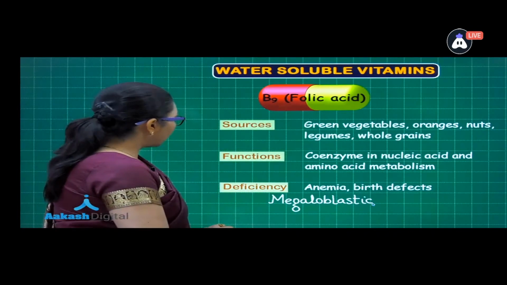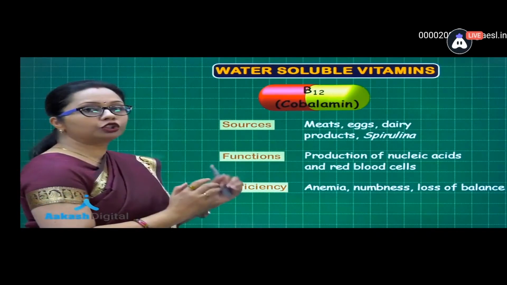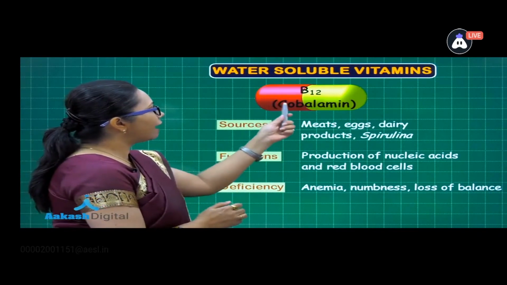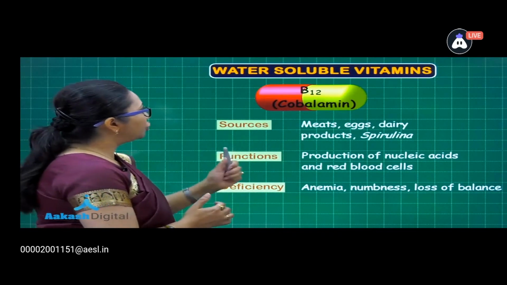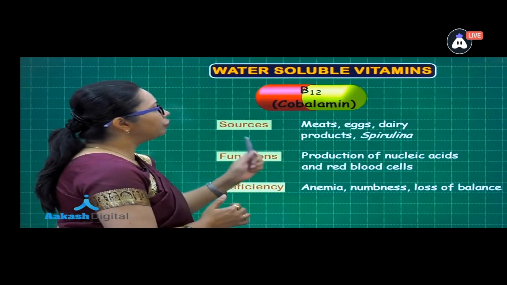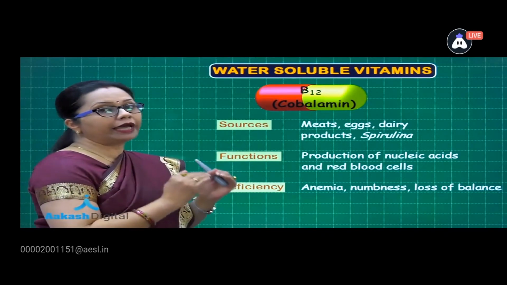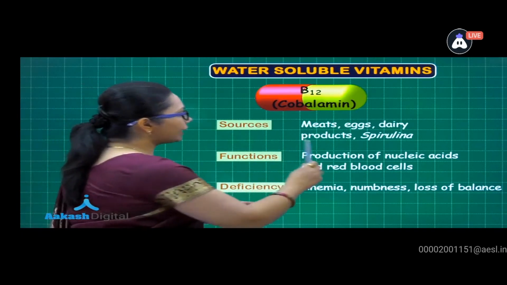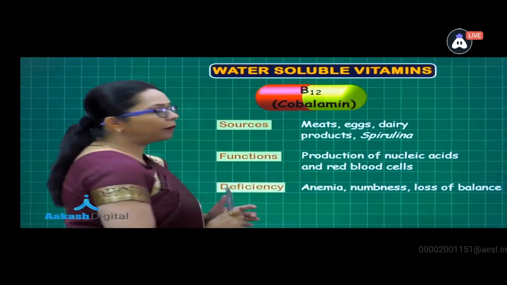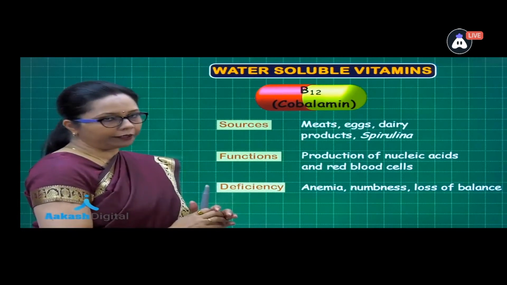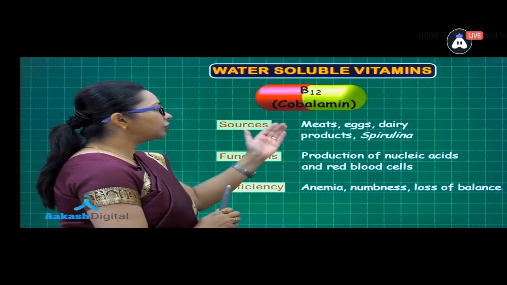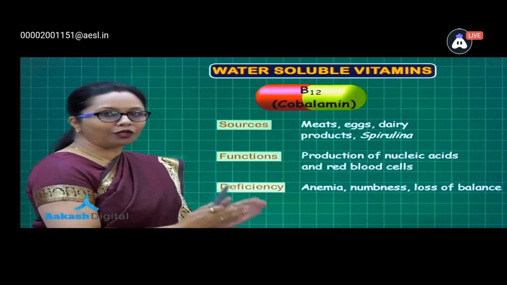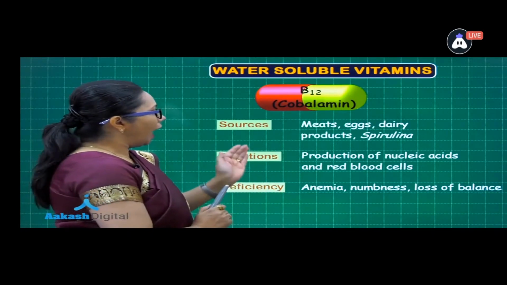Now moving on to the next one, that is B12, which is called cyanocobalamin or simply cobalamin, because it has cobalt in it. And this is one vitamin which is present only in animal sources. It is not found in any plant food except spirulina, and spirulina is blue-green algae. Otherwise it is present in meats, eggs, dairy products, and dairy products again are part of animal food.